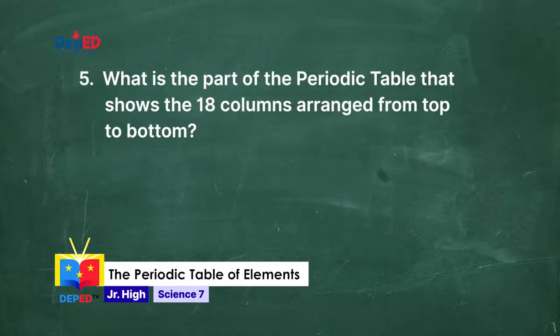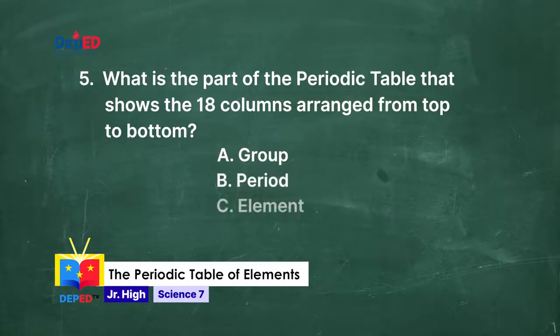Number 5. What is the part of the periodic table that shows the 18 columns arranged from top to bottom? A. Group. B. Period. C. Element. D. Compound.